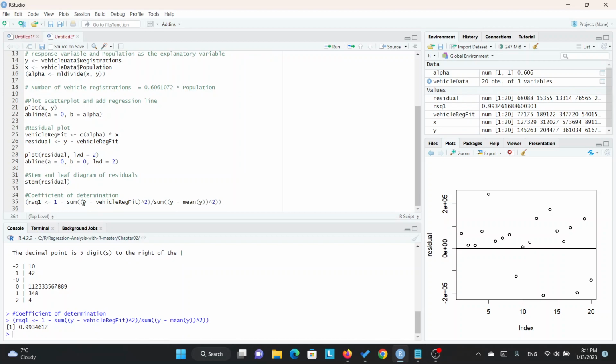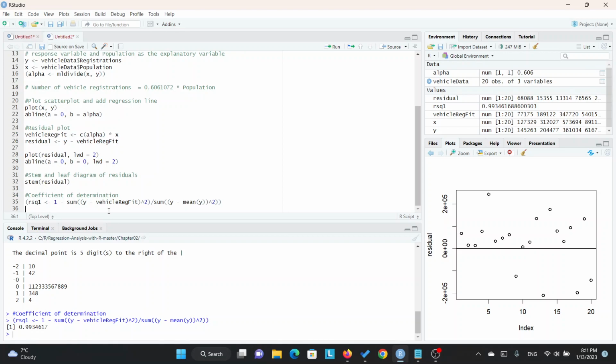And as you can see, our coefficient of determination is 0.9934617. That means that 99% of the variation in our number of vehicles registered is explained by the population. Because this is very close to 1, this is a very, very good model.